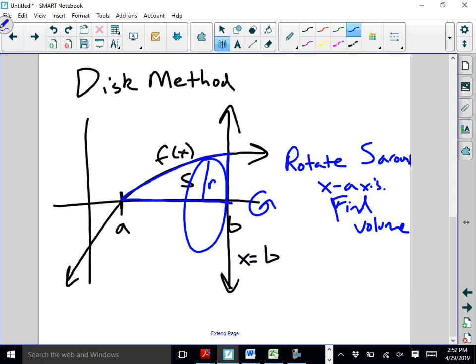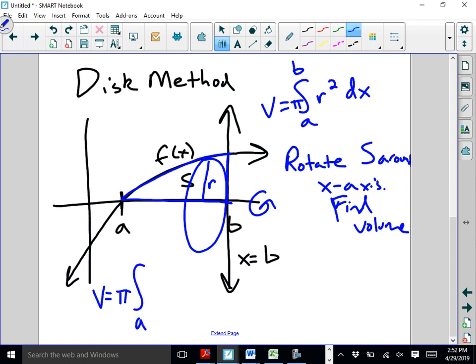And our general form here is volume is always going to equal pi times the integral from left to right of that radius squared dx. So in this case, I'm just finding the area of that circle, multiplying by dx to get the volume from the thickness. So this would be pi integral from a to b of my radius.